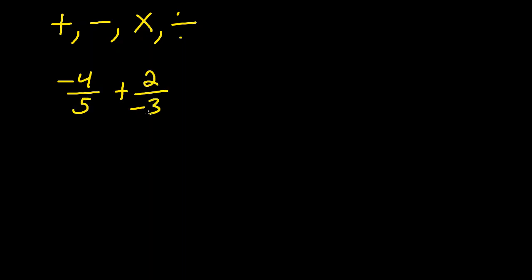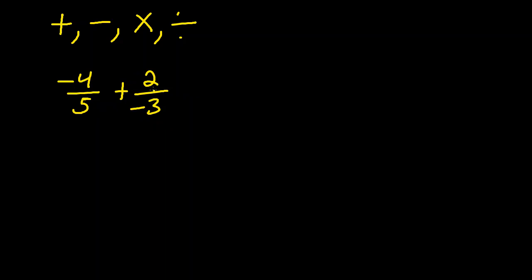In this video, we're going to be learning how to perform mathematical operations using rational numbers. Just to refresh, mathematical operations involve addition, subtraction, multiplication, and division. Let's say we have the fraction negative 4 over 5 plus 2 over negative 3.